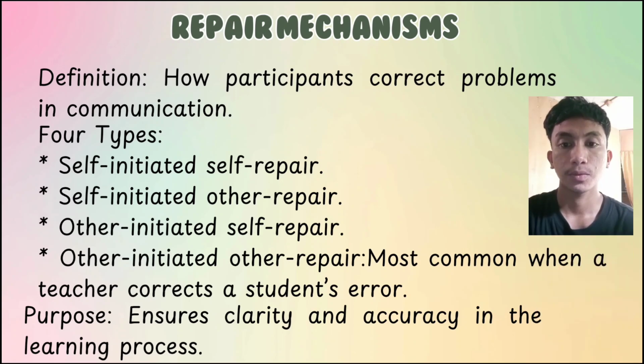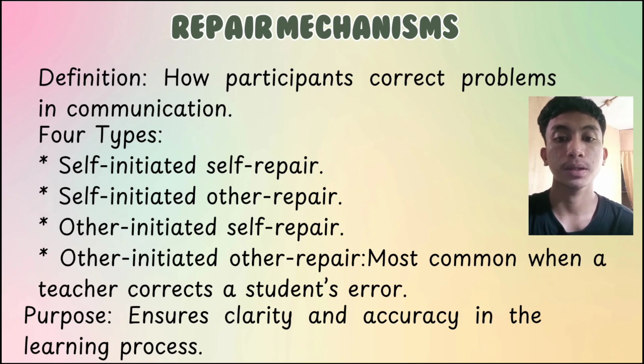Repair mechanism. What happens when someone makes a mistake? That's where repair comes in. In the classroom, we often see other-initiated other-repair. This is when a student makes a grammatical error and the teacher steps in to provide the correct form. It is a vital tool for learning, but it must be handled carefully to keep the students' confidence high.